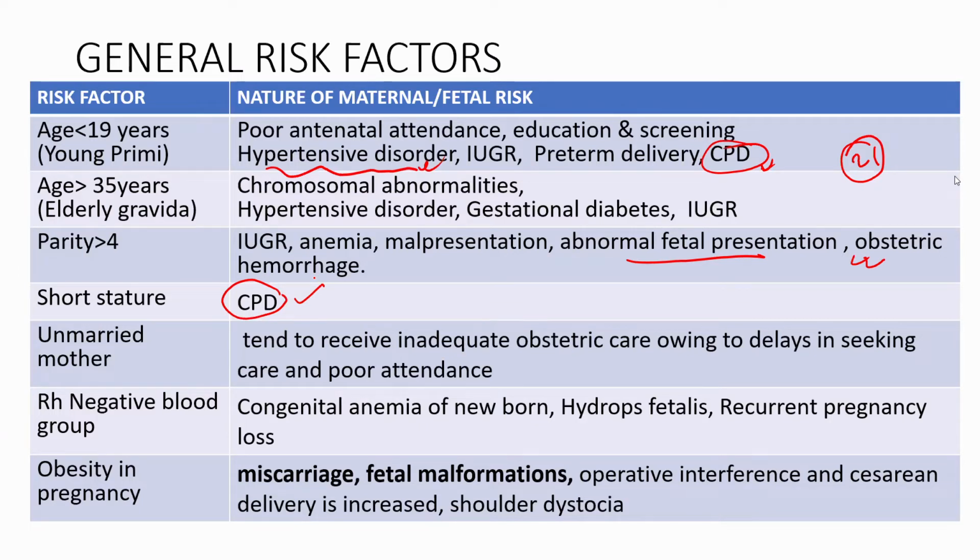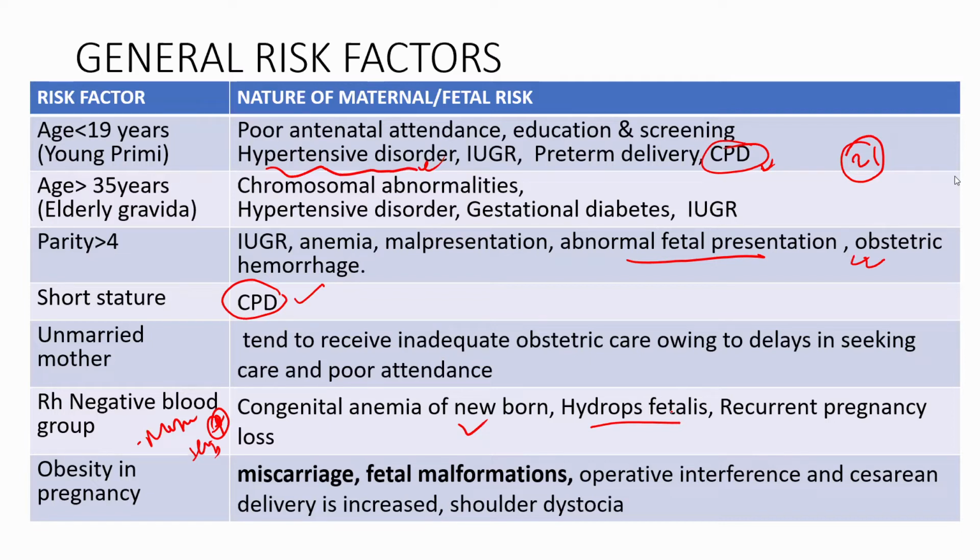Why is RH negative blood group a concern? Especially if the husband is positive. So here, an RH negative mother, but the husband is RH positive. If the husband is RH positive, then there could be hydrops fetalis. Some congenital anemia of the newborn, or in severe form, it can cause hydrops fetalis. There could be recurrent pregnancy loss.